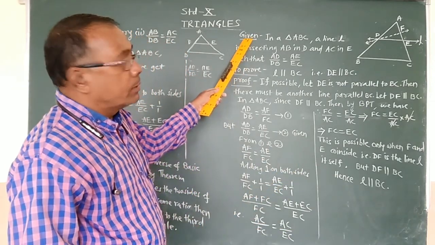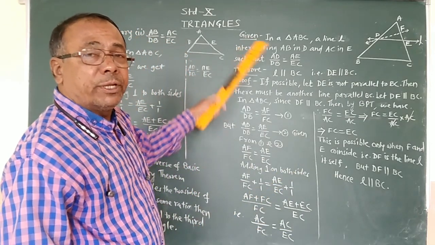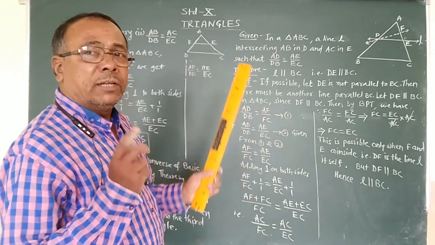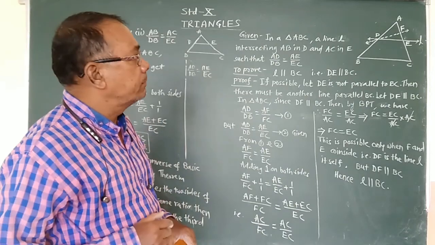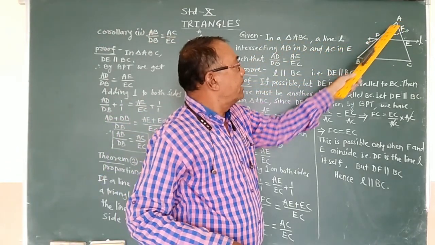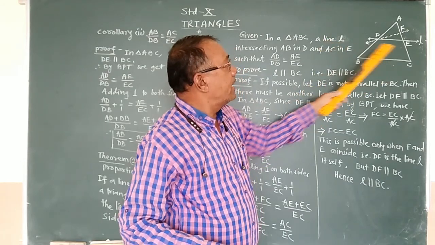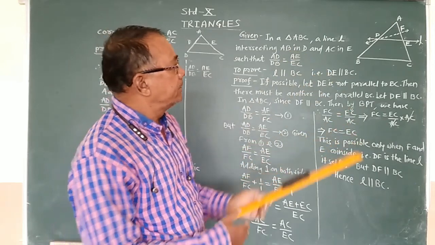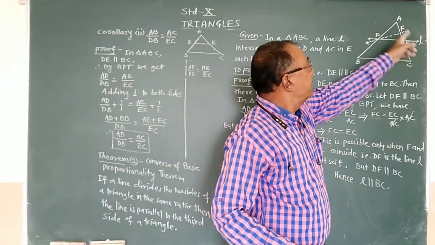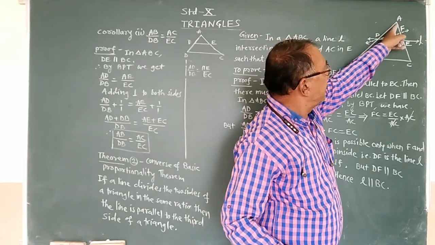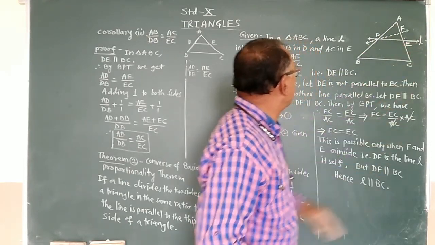Here we have to write given. Given means, I have just told you, given is the information about the figure. Means in a triangle ABC, a line intersects AB in a point D, and AC in a point E.